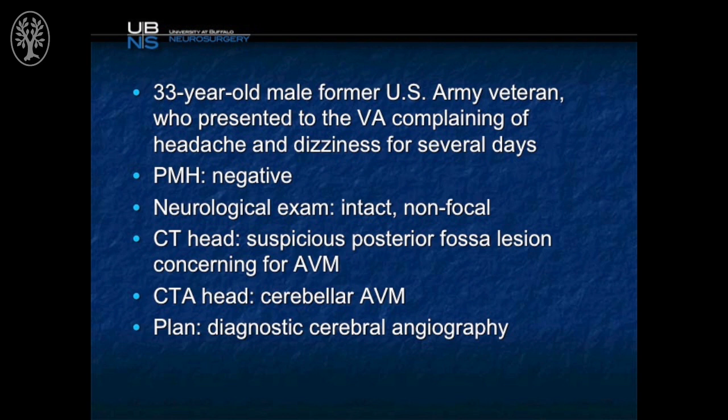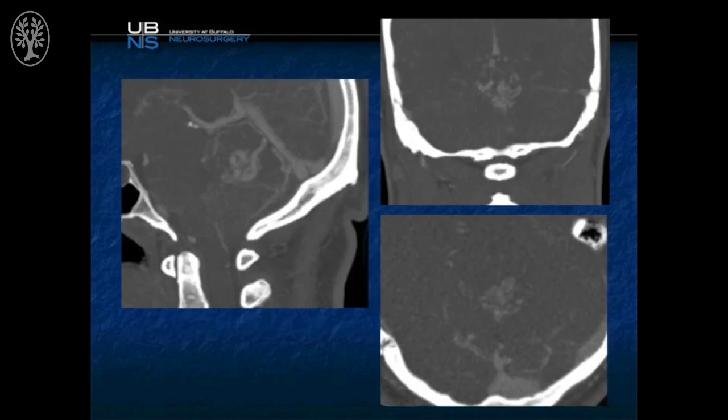The patient was neurologically nonfocal, but had a CT non-contrast head exam that demonstrated a lesion suspicious for AVM in the posterior fossa. CT angiography was obtained in order to further evaluate the vessel anatomy. We see axial, coronal, and sagittal images demonstrating hypervascular nidus in the region of the cerebellar vermis.